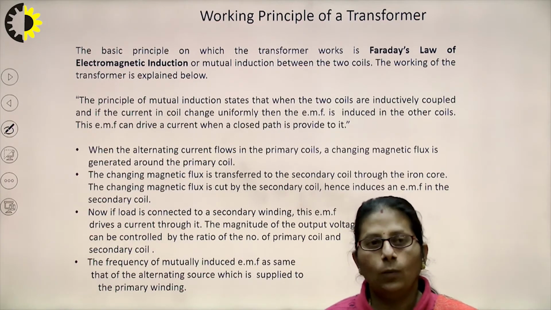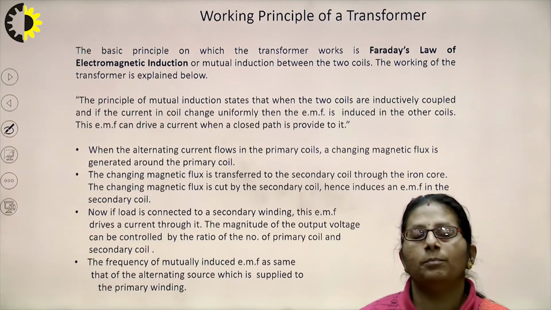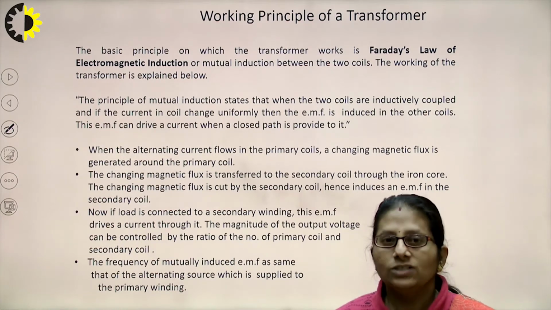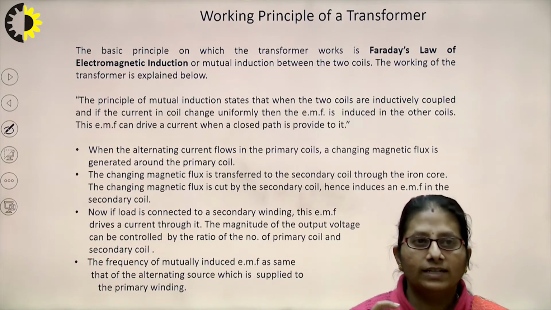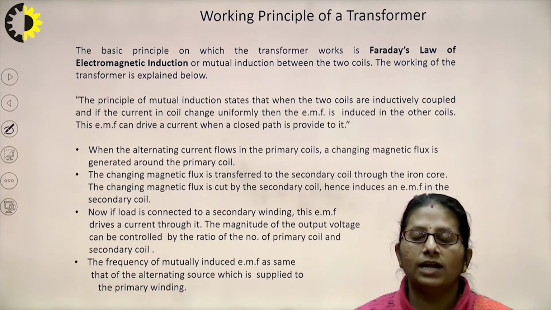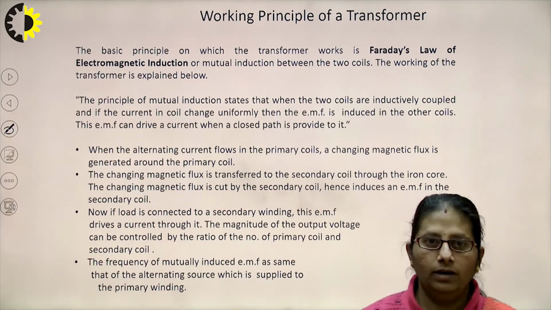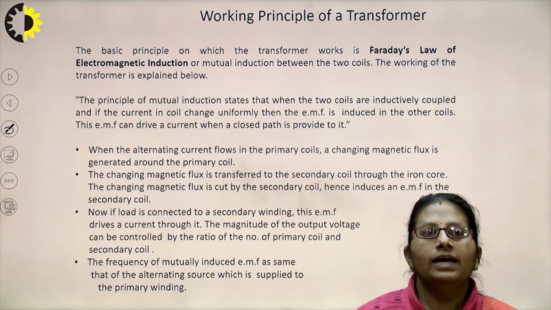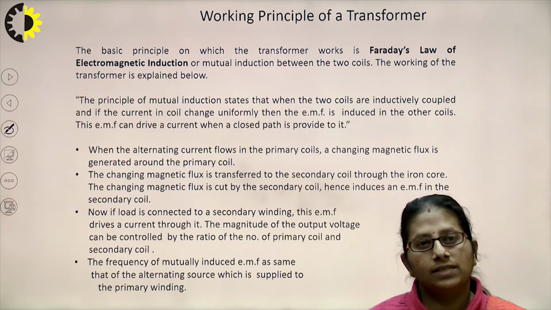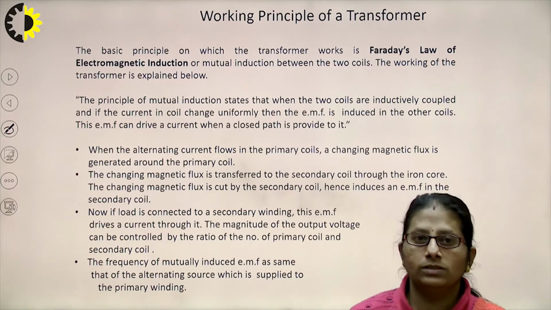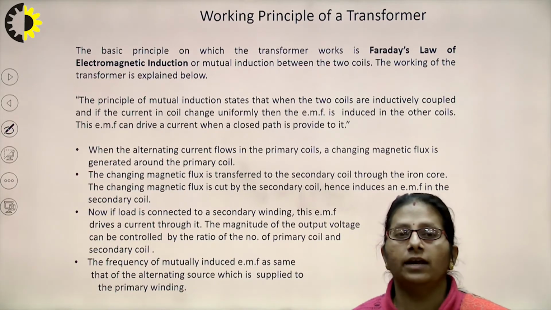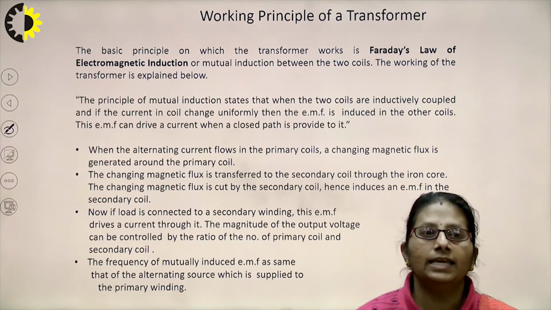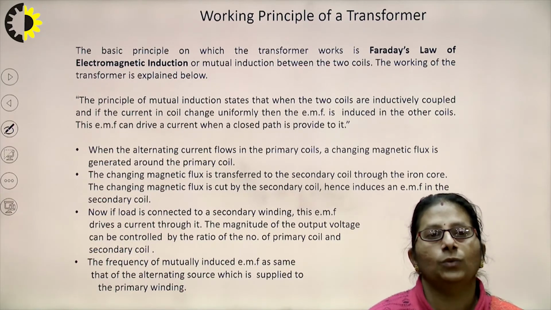So, when the alternating current flows in the primary coil, a changing magnetic flux is generated around the primary coil. Because of that, the changing magnetic field is transferred to the secondary coil through the iron core. The changing magnetic flux is cut by the secondary coil, hence it induces an EMF in the secondary coil as well. Now, if the load is connected to the secondary winding, obviously there will be an EMF which drives the current through it.